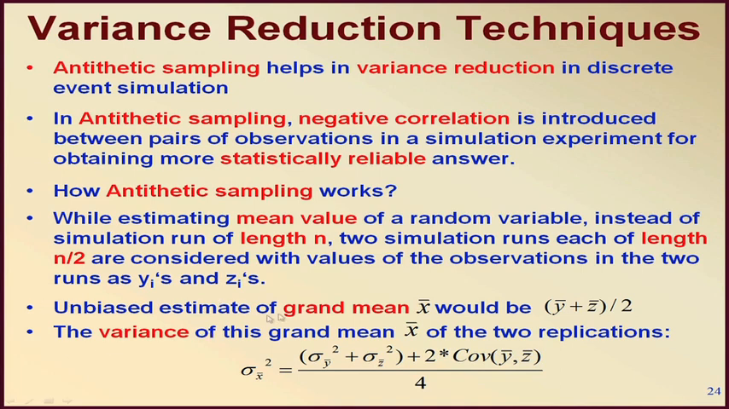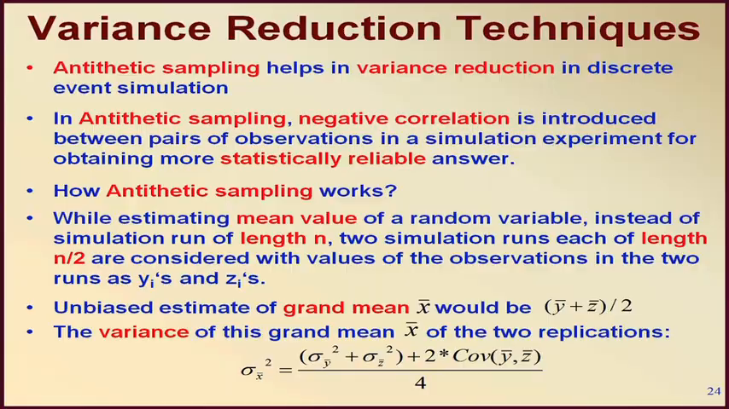Then the unbiased estimate of the grand mean x bar would be y bar plus z bar by 2, and the variance of this grand mean x bar of the 2 replications will be sigma x bar square is sigma y bar square plus sigma z bar square plus 2 star covariance y bar z bar by 4. So, look at these equations very carefully.